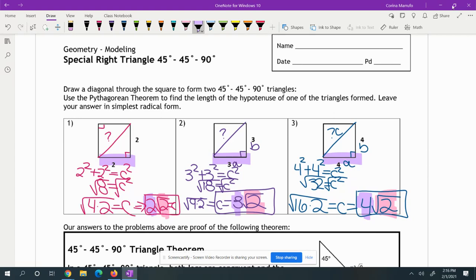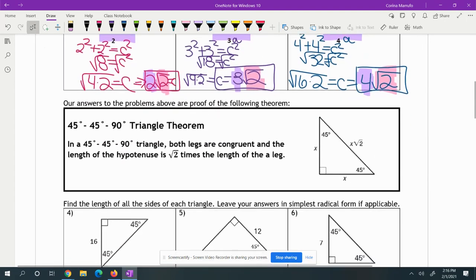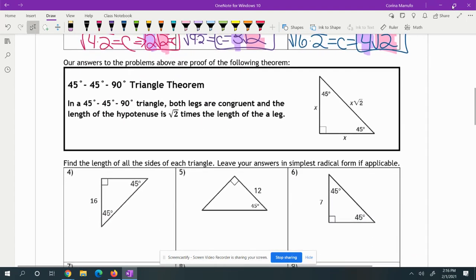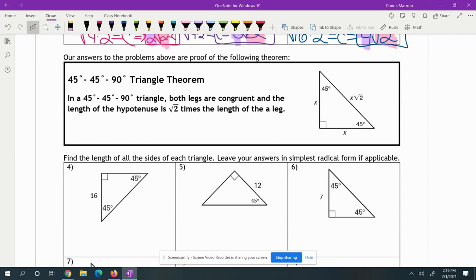So here it says, our answers to the problems above are proof of the following theorem. Our 45, 45, 90 triangle. In a 45, 45, 90 triangle, both legs are congruent, and the length of the hypotenuse is the square root of 2 times the length of that leg. So pretty much what we found here, whatever these numbers are, to find the hypotenuse, you take that number and multiply it times the square root of 2. Okay?